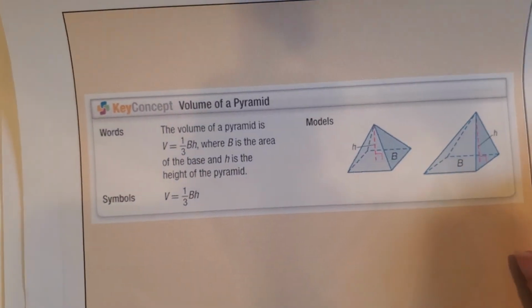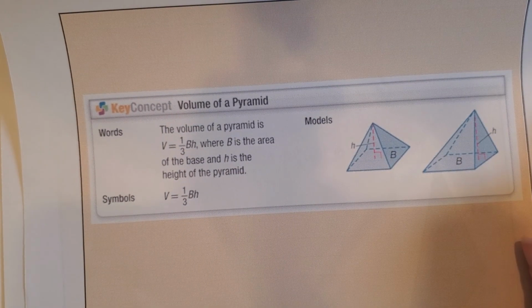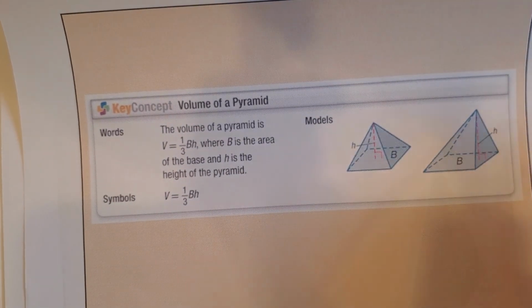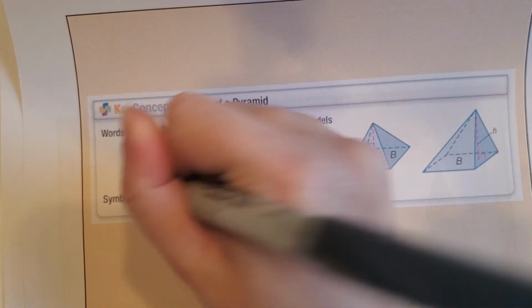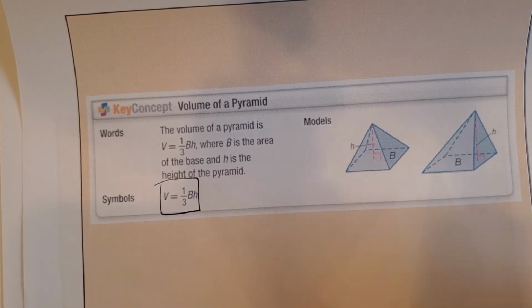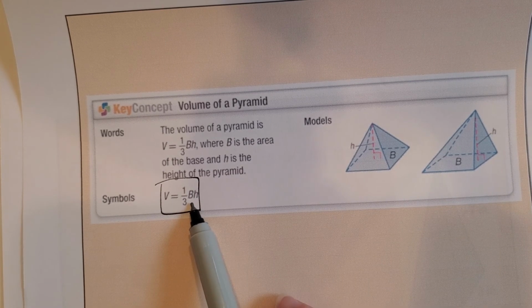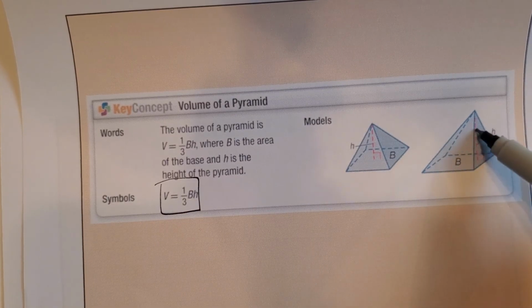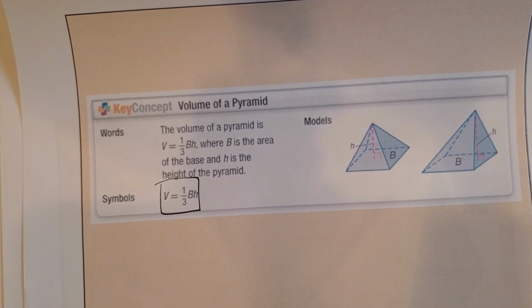Very similar to prism, for volume of a pyramid the only big difference is that you're just multiplying it by a third. So the volume of any pyramid with any shaped base is 1/3 times the area of the base times the height. All right. So this is just showing the same kind of thing that's been true every single time, where the height has to be perpendicular to the base.